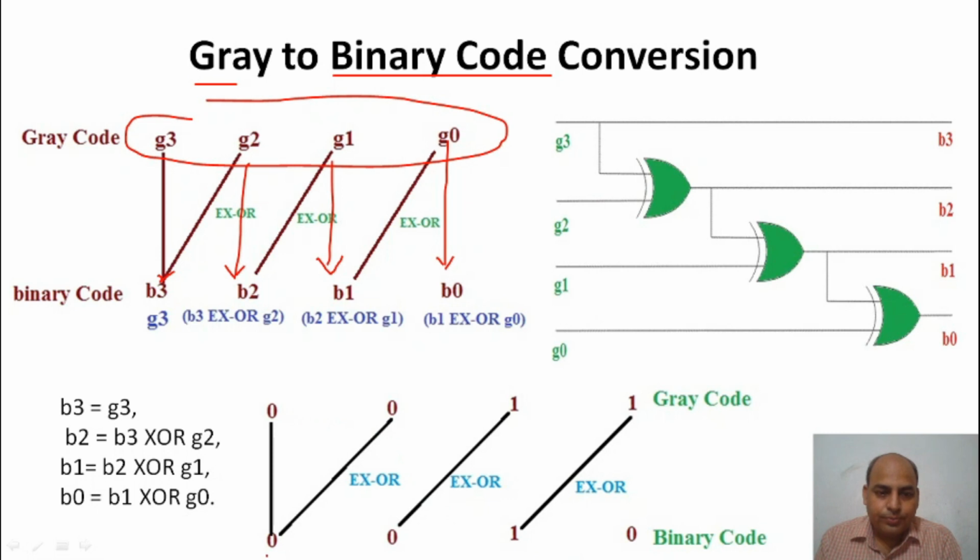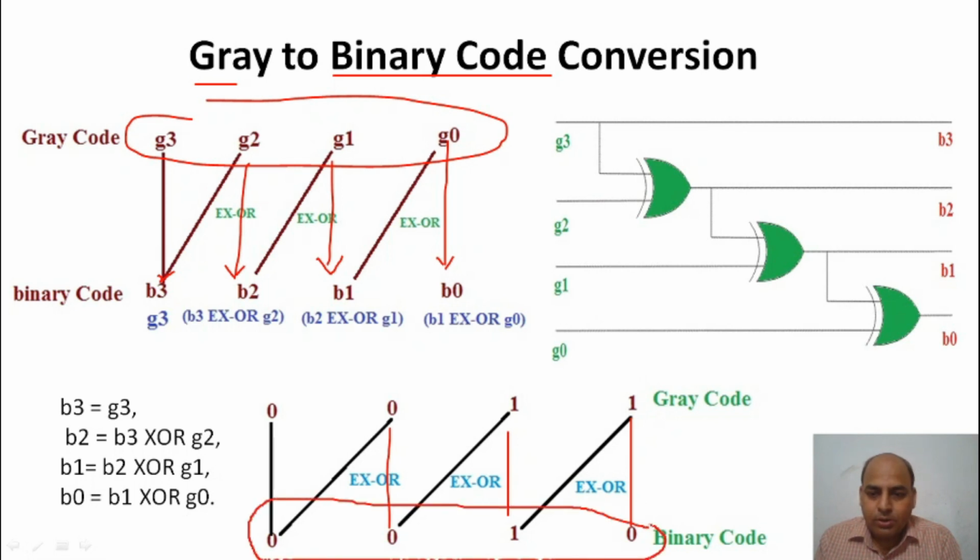So 0 is written here, then for the next two digits we perform the XOR operation. 0 XOR 0 equals 0. Next, 0 XOR 1 equals 1. 1 XOR 1 equals 0. So 0 is here, then 0 XOR 0, then 0 XOR 1 equals 1, 1 XOR 1 equals 0. So the equivalent binary code for 0011 is 0010.